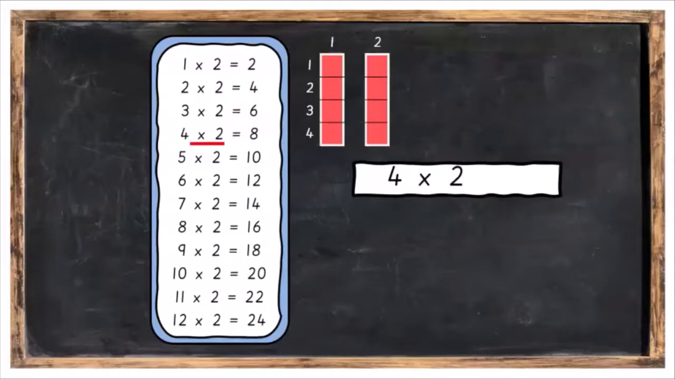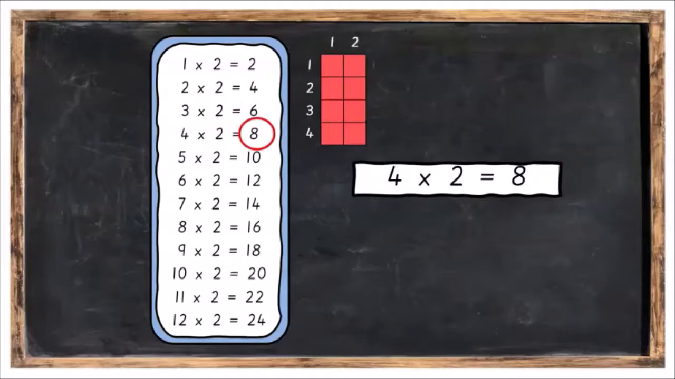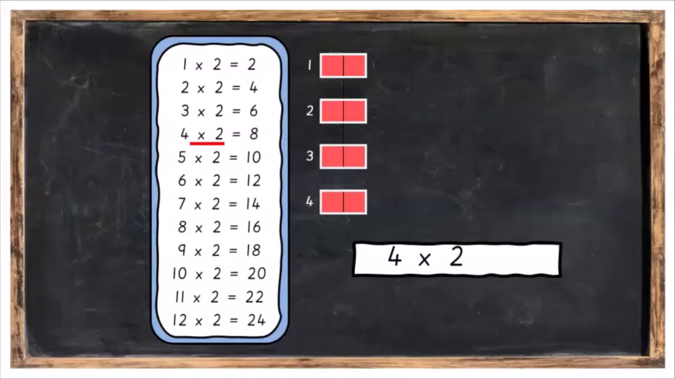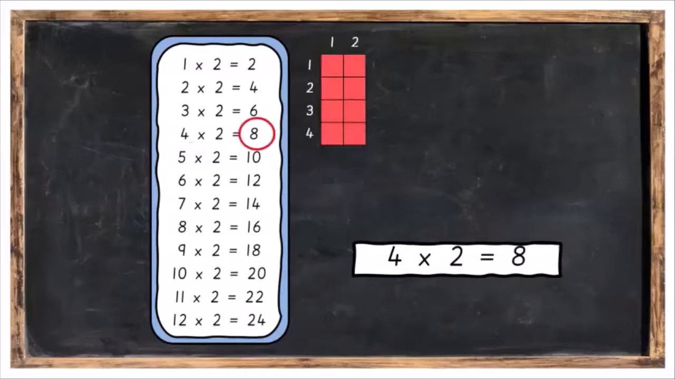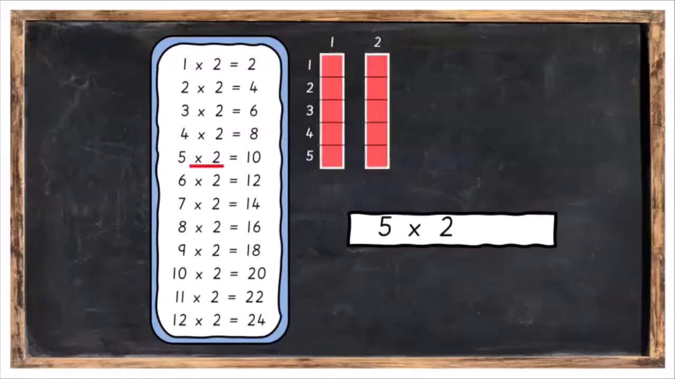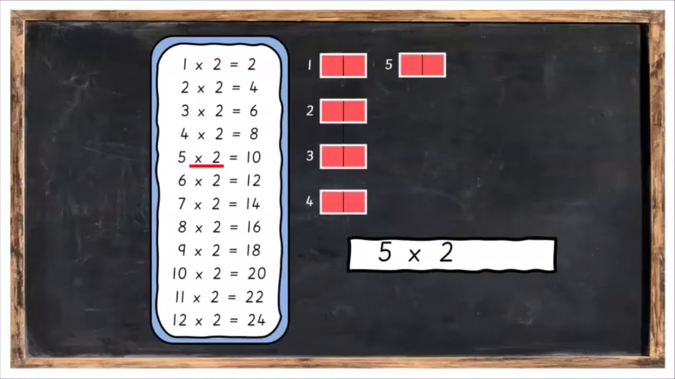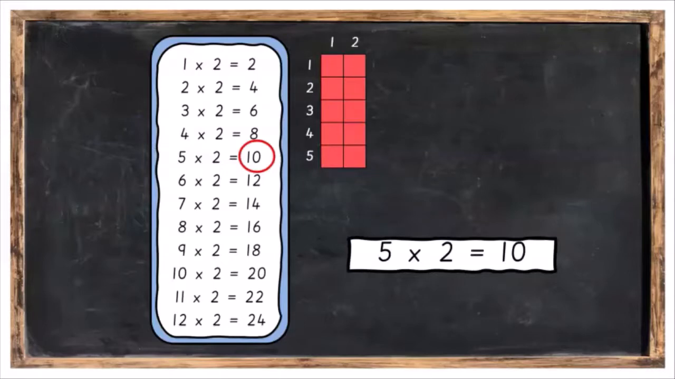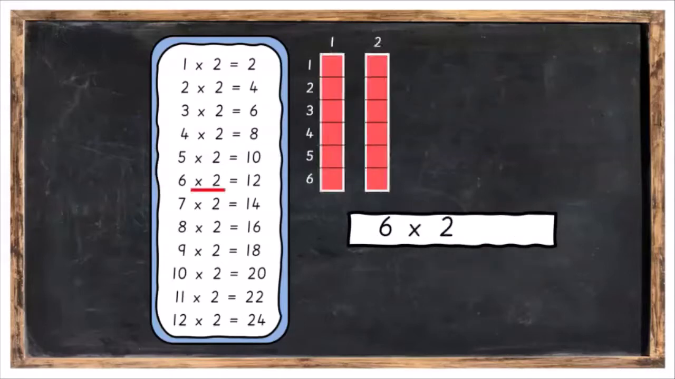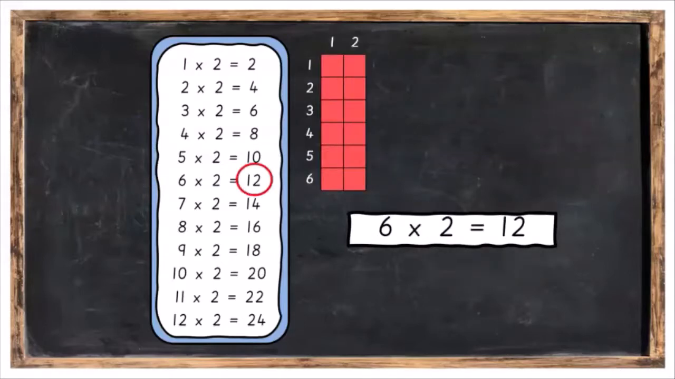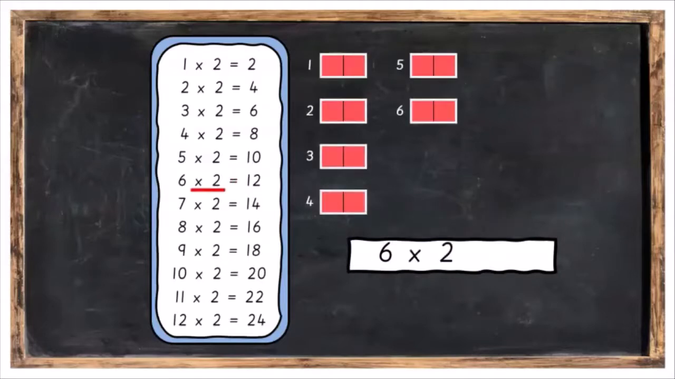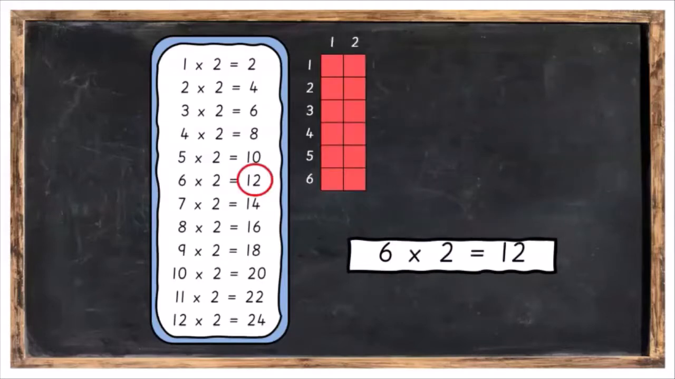4 times 2 is 8. We can also say 4 2's are 8. 5 times 2 is equal to 10. Or 5 2's are 10. 6 times 2 is 12. Or 6 2's are 12.